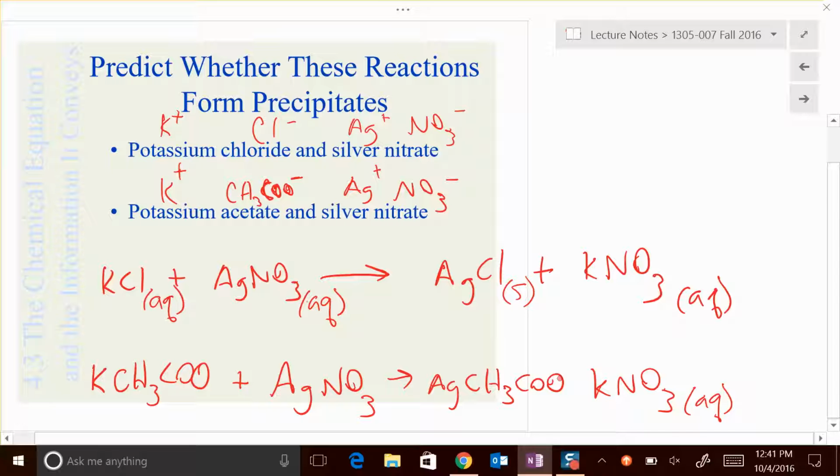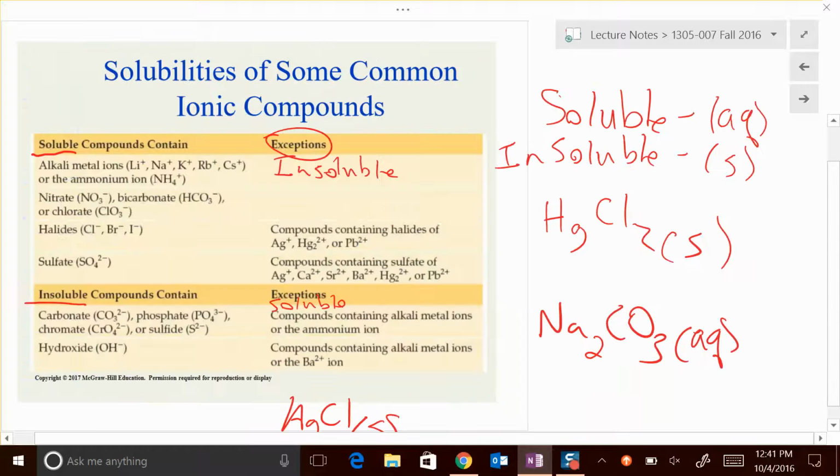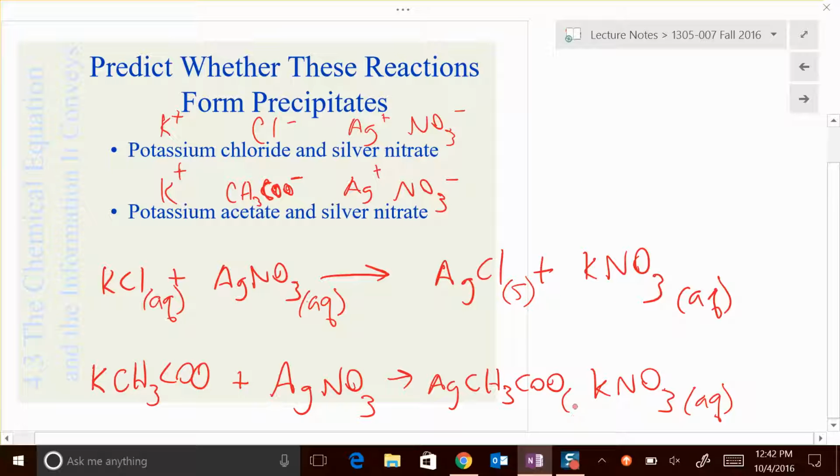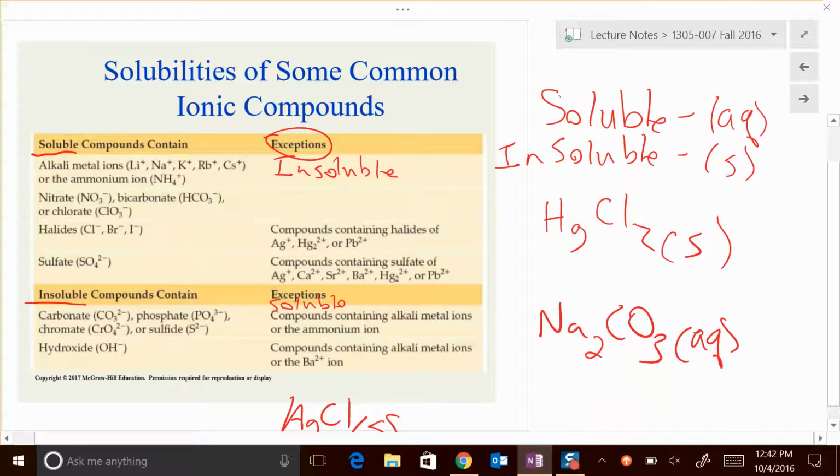Now acetate is not actually on our list above. On this chart, it's not here, so I'll just tell you. This would be your solid product. Did we assume that since silver is insoluble, that it would be? No, because silver nitrate is soluble.